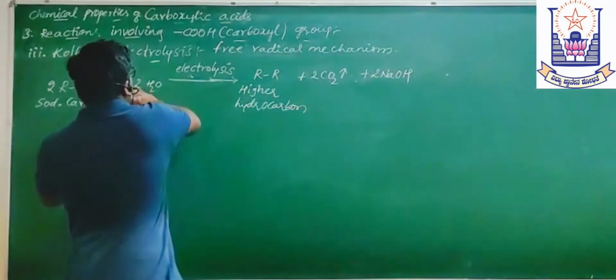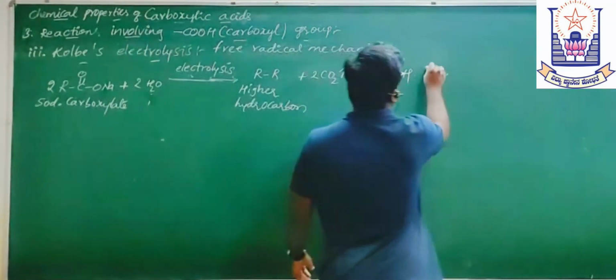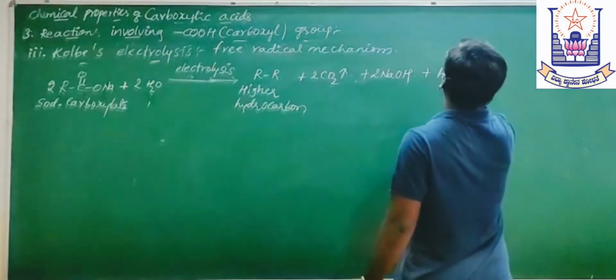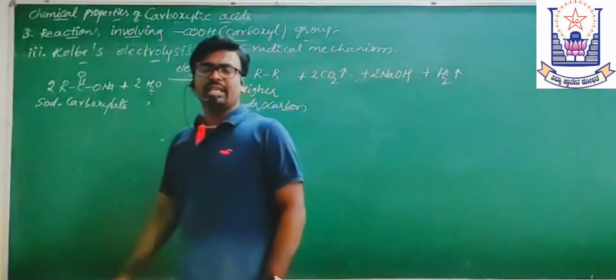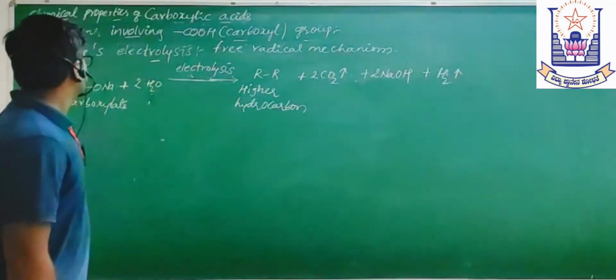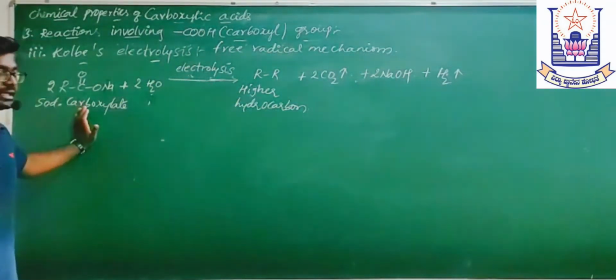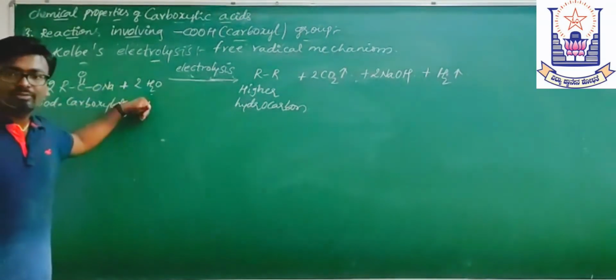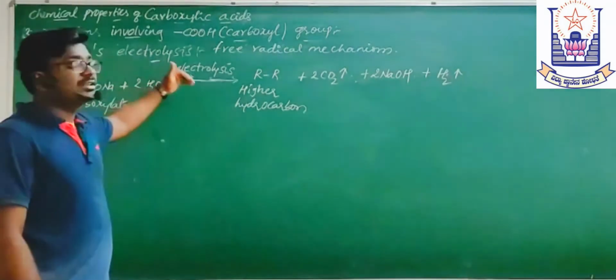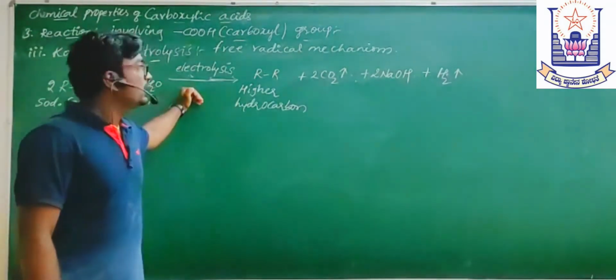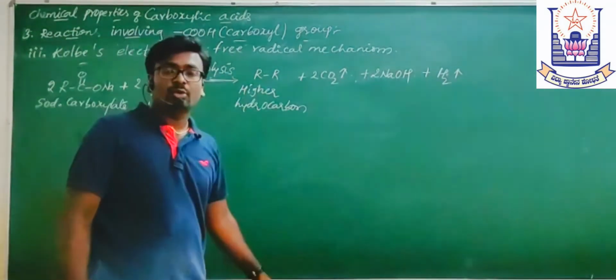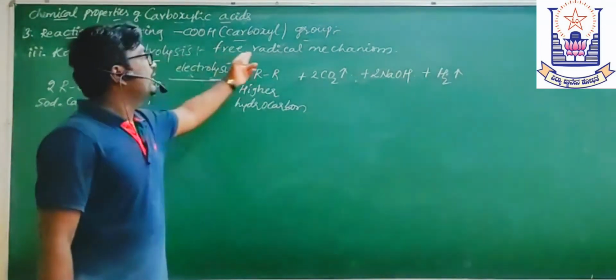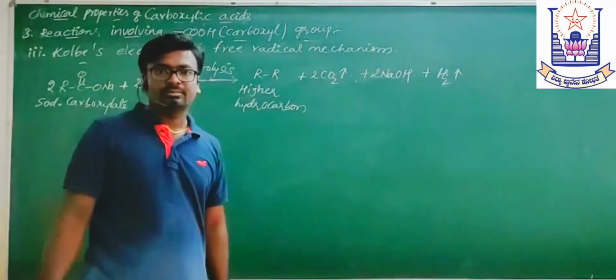You will get hydrogen gas. So what is COOH electrolysis? When sodium salts of carboxylic acids are dissolved in water and that solution is electrolyzed, you will get a higher hydrocarbon through a free radical mechanism.